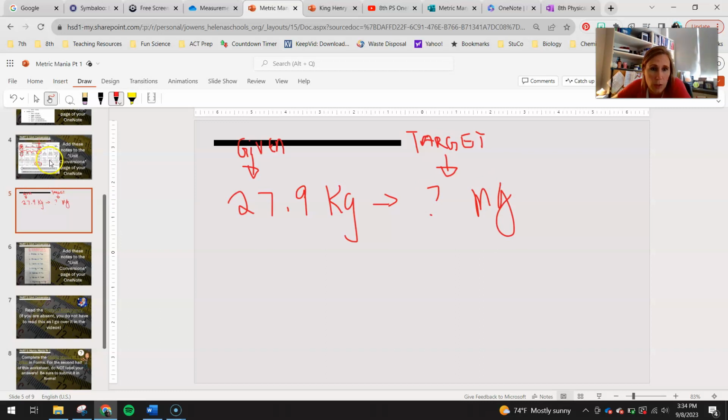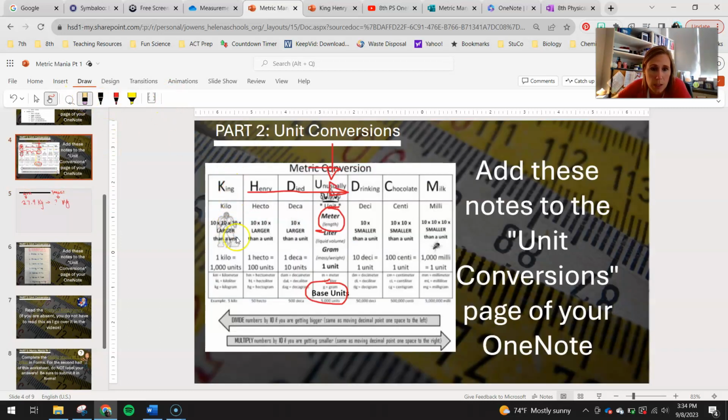So again, we're going to go to our little cheat sheet. Let me erase all my marks. We're going to start with our given, which is kilograms, and we want to go all the way to our target, which is milligrams. So let's move our token from here to here. 1, 2, 3, 4, 5, 6.